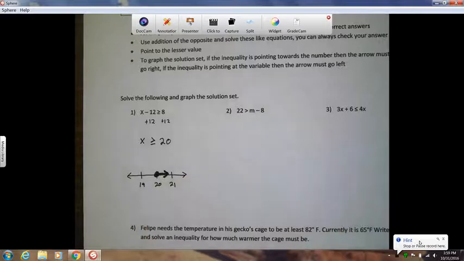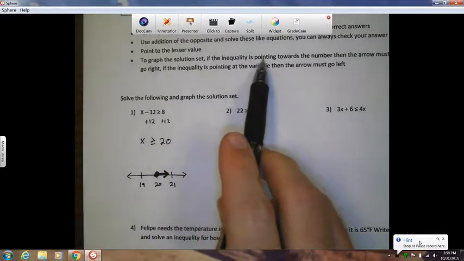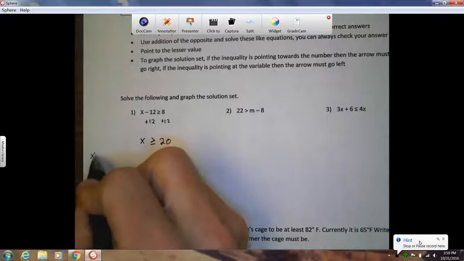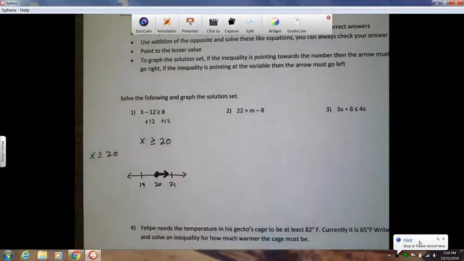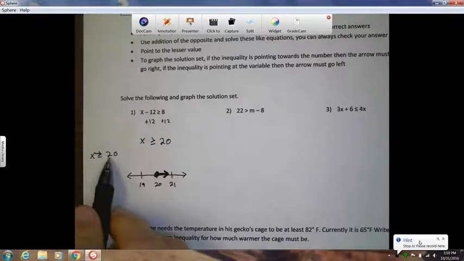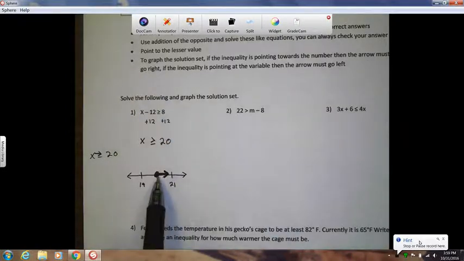Another way to think about it: if the inequality is pointing towards the number, here's my inequality. All I have to do is make that into an arrow. It's pointing towards the number, so the arrow must go to the right. Here it's to the right. Let's try number 2.